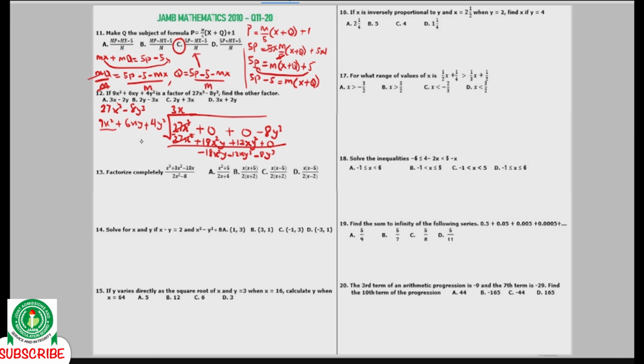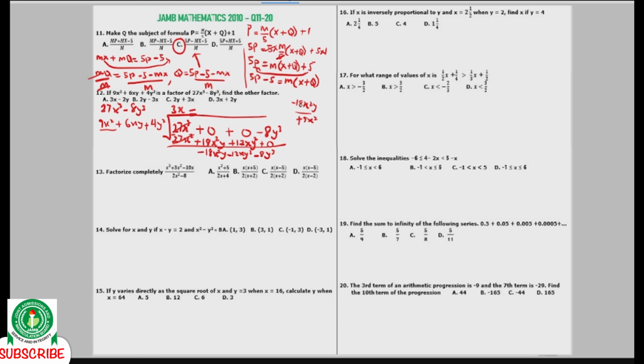Minus 18 here divided by 9x squared minus 18x squared y divided by what? Minus 9. And this one does not have minus, so let's take it as plus now. So minus 18x squared y over plus 9x squared. Now this minus divided by plus will give you minus.